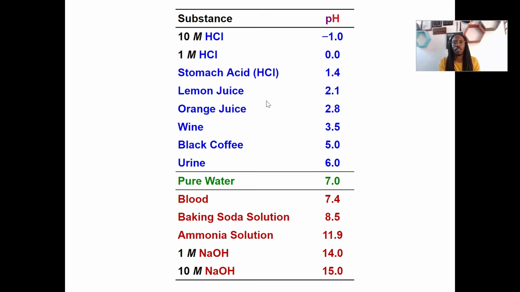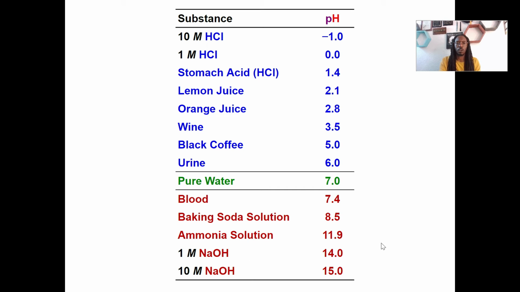And then we got some other examples of different acids. Orange juice, anybody drink some orange juice, that's going to be sour in your mouth. Same thing with lemon juice. Both of these things are very sour in your mouth. Urine, you know, your pee, this is very acidic as well. And then we get to neutral with our pure water. And then we got some more examples. Baking soda solution, that's basic right there.